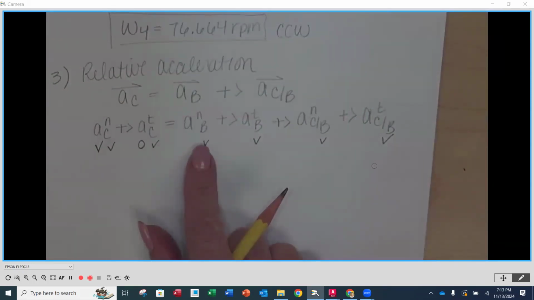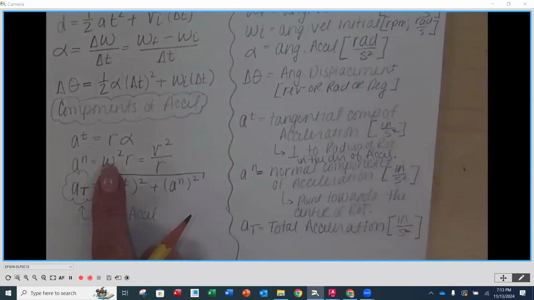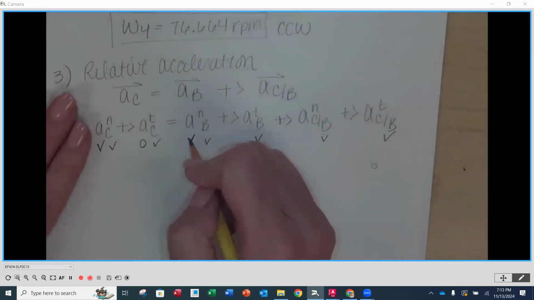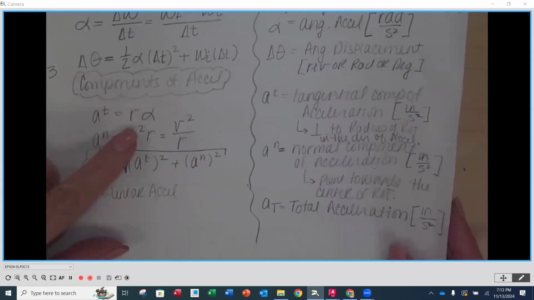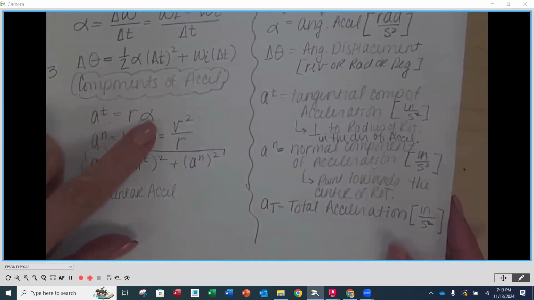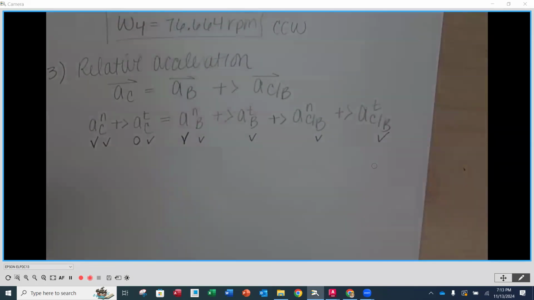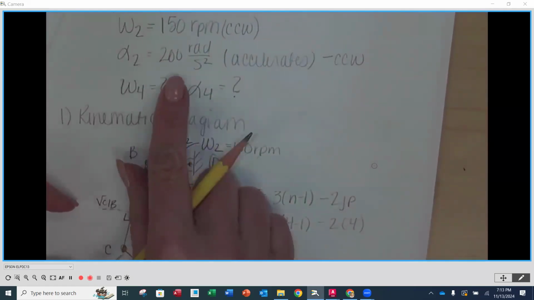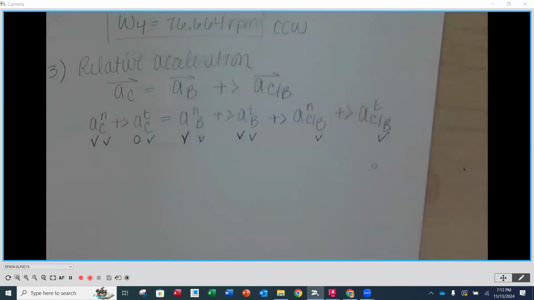Normal at B. B is our known, that is our crank. So for normal, we do know the angular velocity of that link and its distance from the center of rotation. We also know VB and its distance. So we can definitely find the magnitude there. And then the tangential, we need radius and angular acceleration. We were given the angular acceleration for this problem. This is link number 2, and the angular acceleration of link number 2 is 200 radians per second squared. So this one, we can also calculate the magnitude.